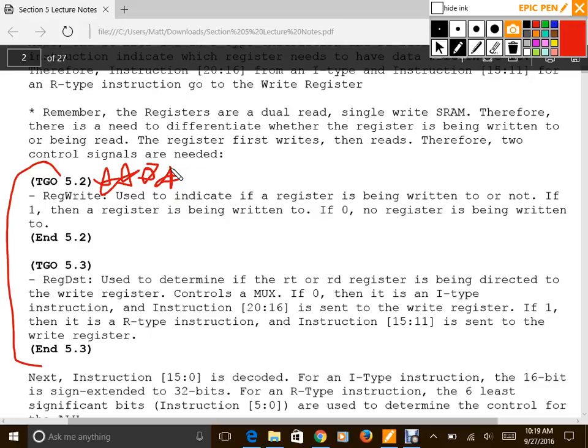So shift left logical. I've taken something out of one of the registers. I'm shifting it by 2, right? Shift left logical by 2, and then storing the result in another register, correct? So in this case, reg write is also 1.